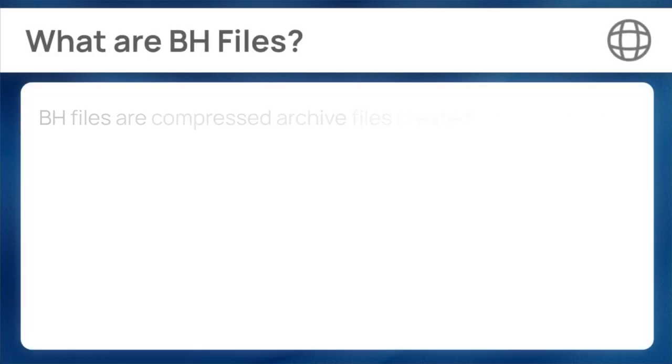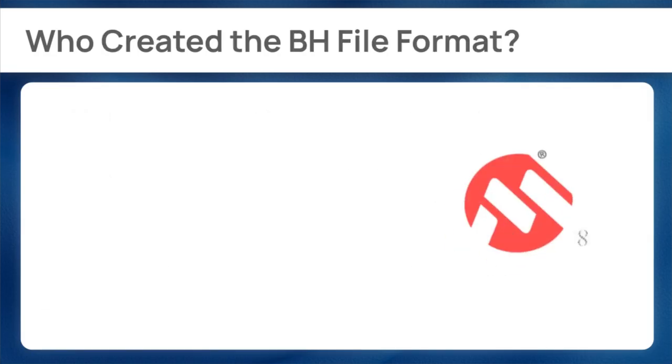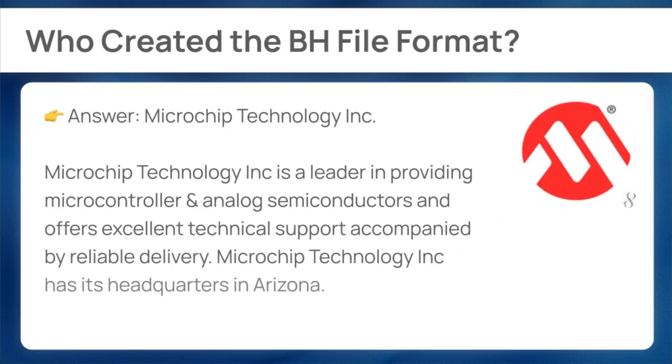BH files are compressed archive files created by BlakHole, a DOS-era archive utility from the early 1990s. They contain one or more files compressed using BlakHole's proprietary compression algorithm, popular among DOS users in Korea, where the format originated for distributing software documents and other data efficiently in storage-limited environments.